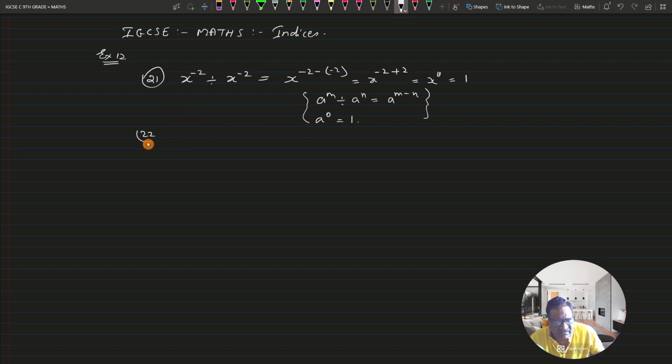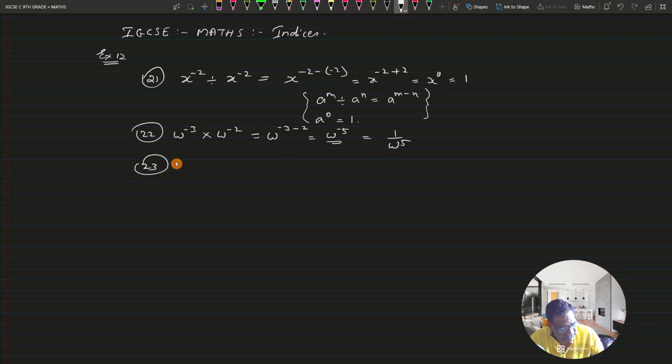So let us move on to question number 22. It says w raised to minus 3 multiplied by w raised to minus 2. This should work out to w raised to minus 3 plus minus 2, that is minus 5. So this is the answer, or at the most you can write it as 1 upon w raised to 5. If you don't want a negative index, if you want a positive index, it will be 1 upon w raised to 5.